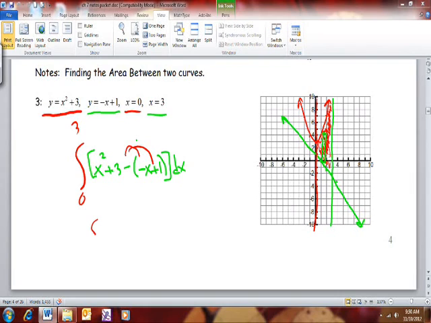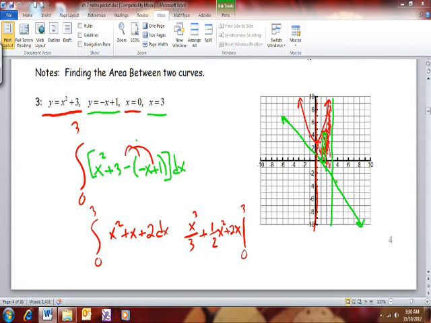So let's clean this up a little bit. We get the integral from 0 to 3 of x squared plus x, and we've got 3 minus 1 plus 2, dx. We do our antiderivative, so x cubed over 3 plus 1/2 x squared plus 2x, and then we plug in our bounds, 3 and 0.